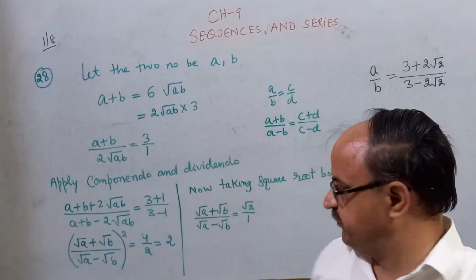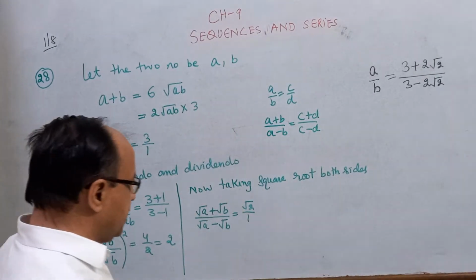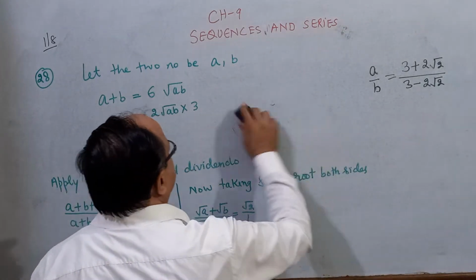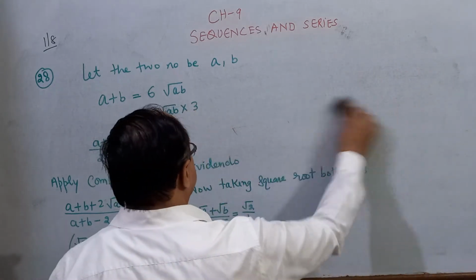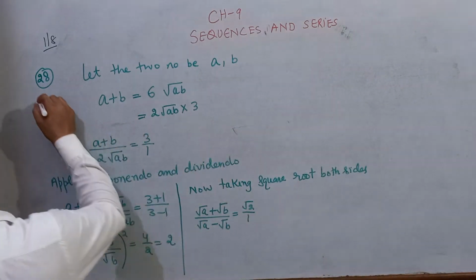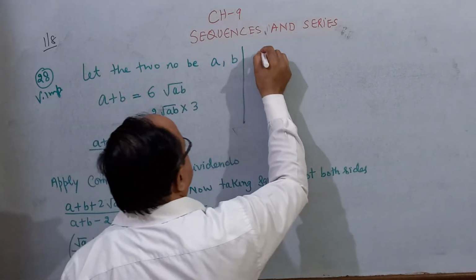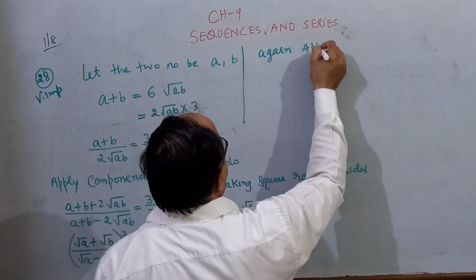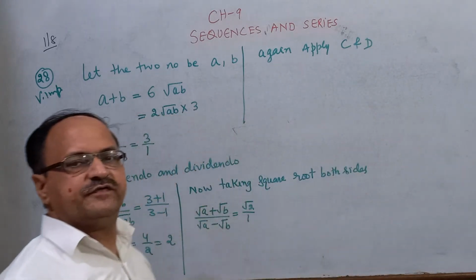Now, again apply the componendo and dividendo rule in this question. Very important question. Again apply componendo and dividendo, C and D can write.